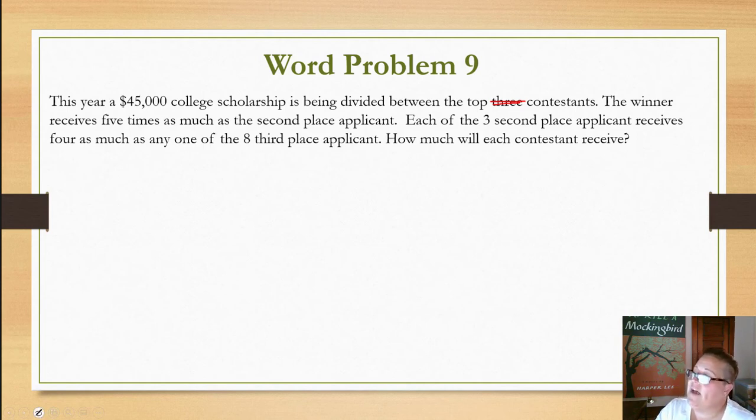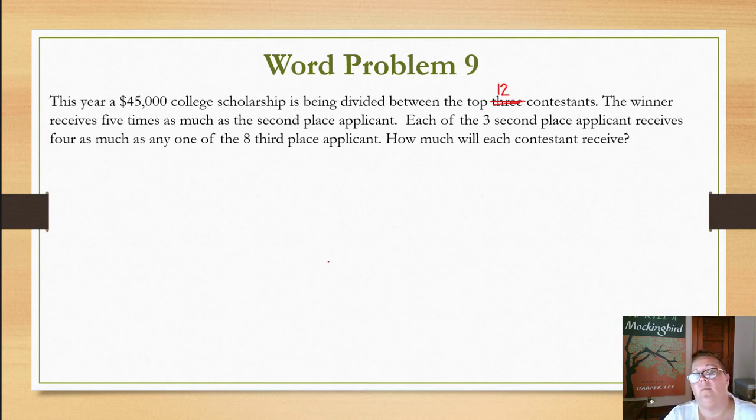The winner receives 5 times as much as the second place applicant. Fine, that's the same. Each of the 3, so now there's 3 people who get the second place award, not just 1 like last time, but 3. Receives 4 times as much. Yep, that's great. As any one of the 8. We got 8 people in third place. So we're going to have not 3 contestants, but we're going to have 12.